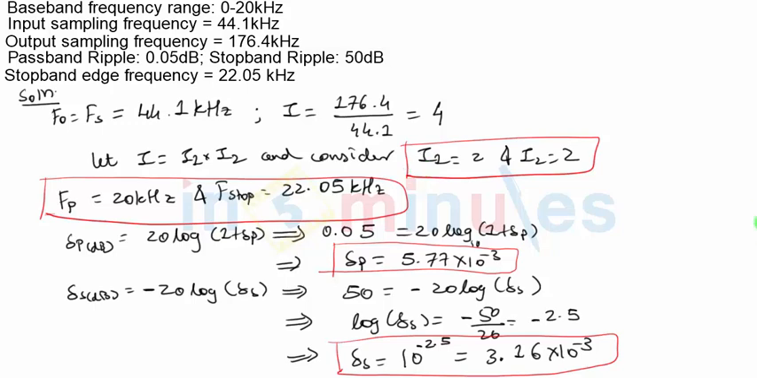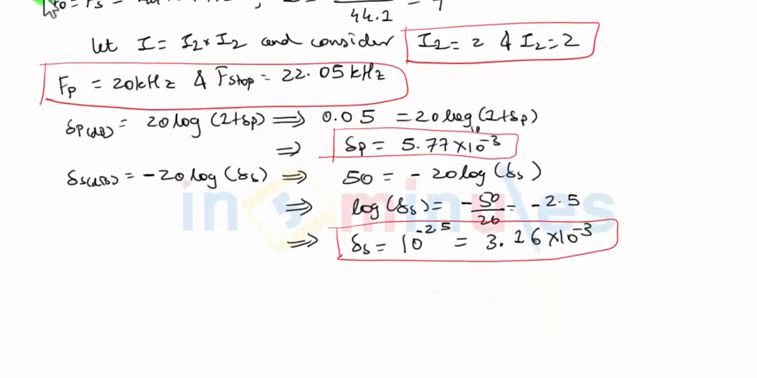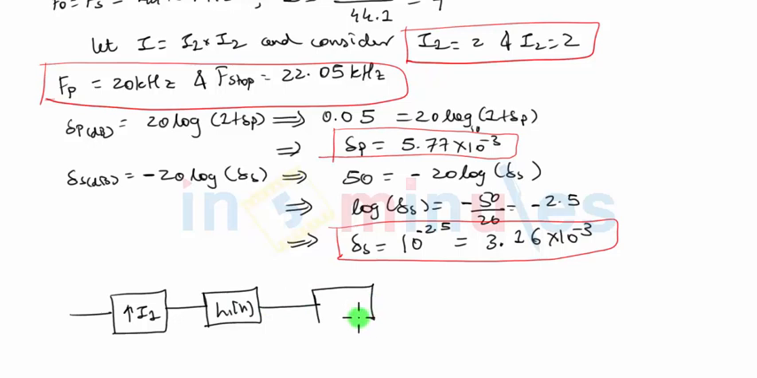So let us first draw the overall block diagram that we will have in this particular case. Because it's an interpolator, we will always have interpolation taking place first. This is I1, followed by filter H1. The second stage will be interpolation by I2, followed by filter H2. And this will be my final output y of n.